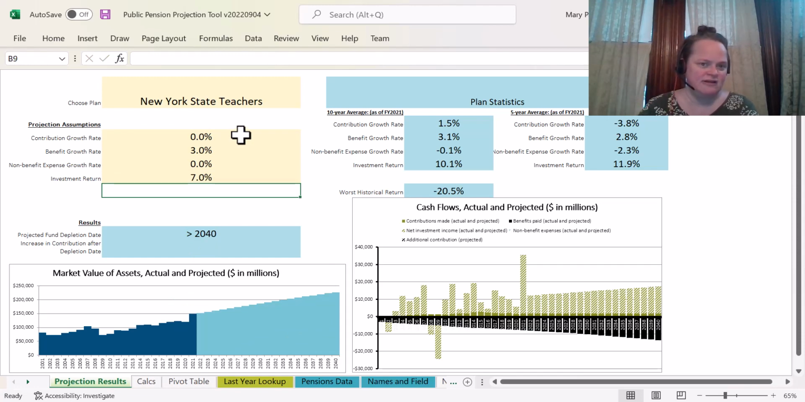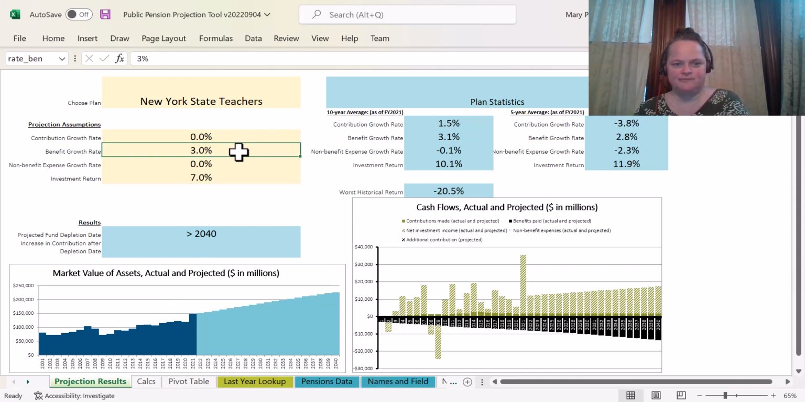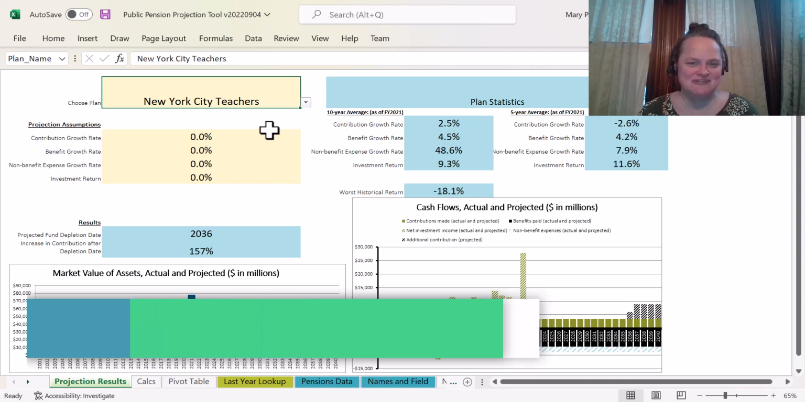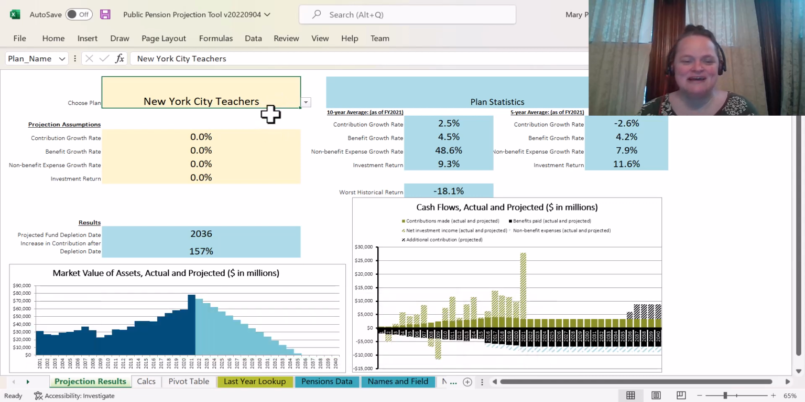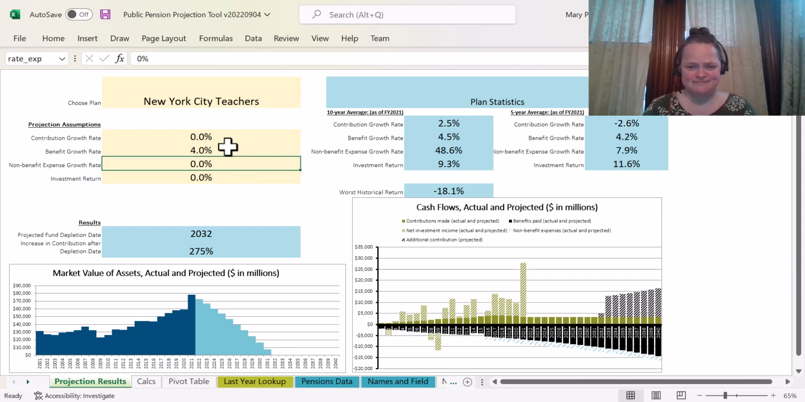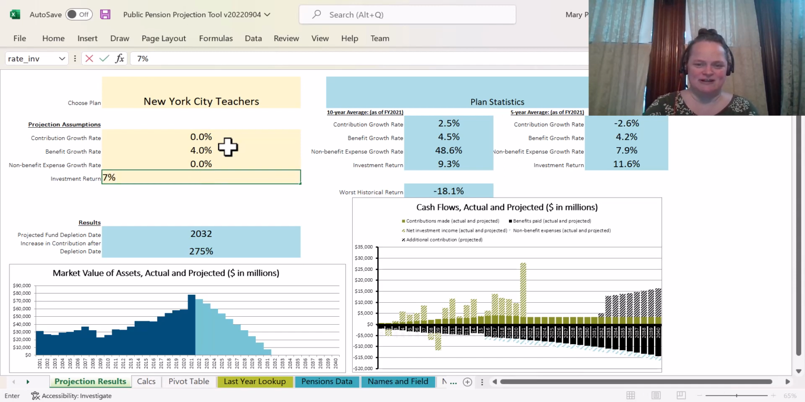It kind of grows. So that's New York State teachers. Let's look at New York City teachers. I knew that the difference between New York State teachers and New York City teachers is New York State teachers are overseen by the state, which requires full contributions, and are in a better position than the New York City teachers plan, which is not well funded. So we have a benefit growth rate that's about 4%. Again, it's through fiscal year 2021.